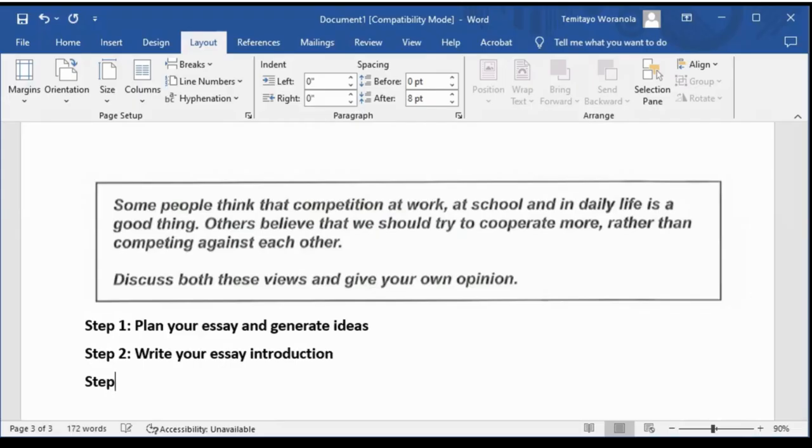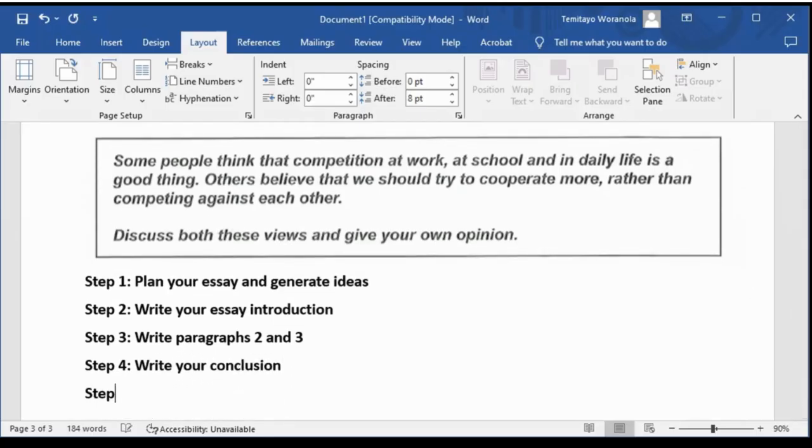Step 3, write paragraph 2 and 3. Step 4, write your conclusion. Step 5, review your essay and make necessary corrections. 5 steps. Okay?